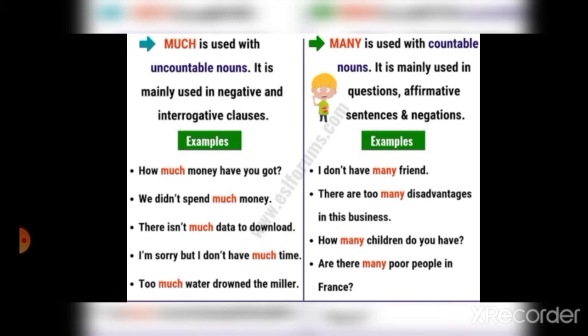On the other hand, many is used with countable nouns. It is mainly used in questions, affirmative sentences, and negations. For example, I don't have many friends. There are too many disadvantages in this business. How many children do you have? Are there many poor people in France?